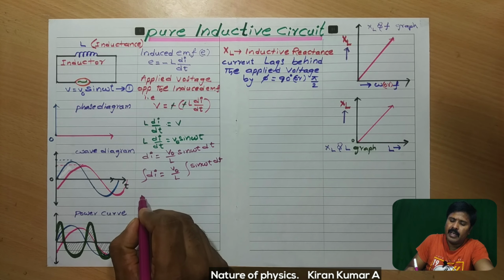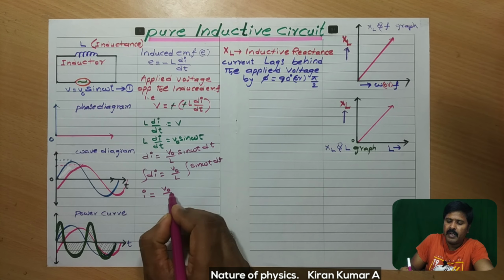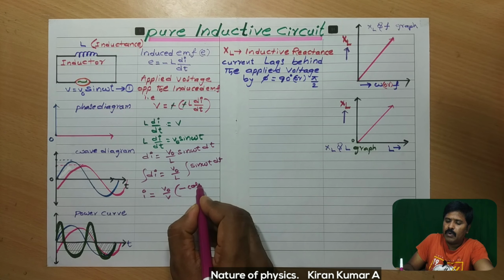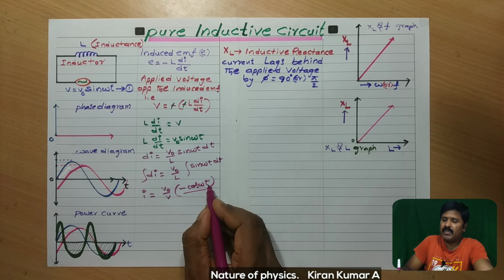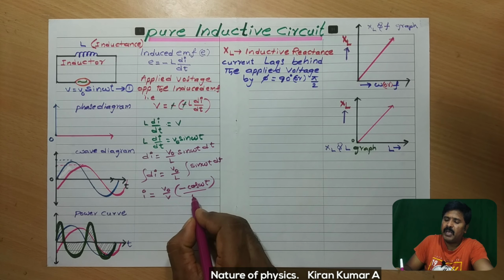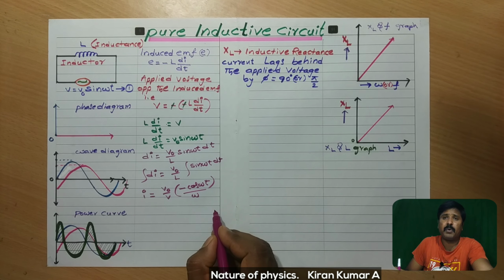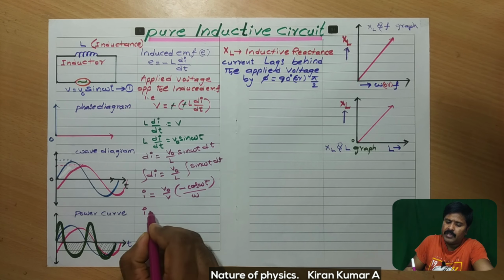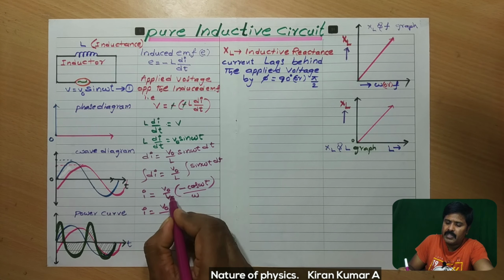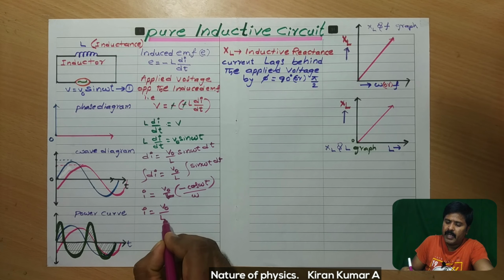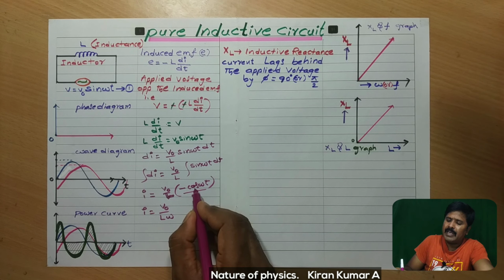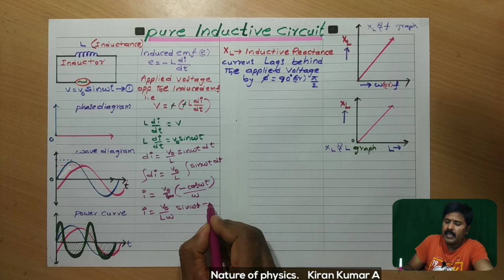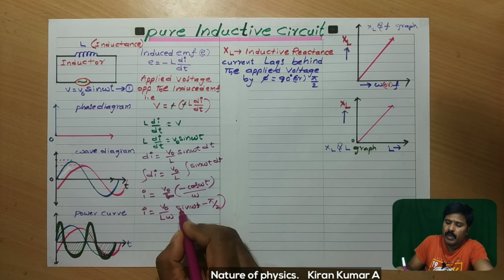So integral di is equal to I, and V naught divided by L. The integral of sin omega t is minus cos omega t, integration with respect to time, so here omega is common because omega is a constant. Continuing, I is equal to V naught divided by L omega, and this minus cos omega t becomes sin omega t minus pi divided by 2.